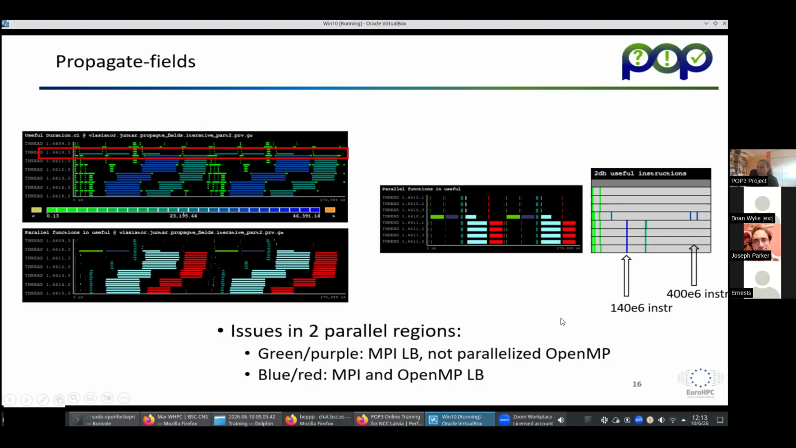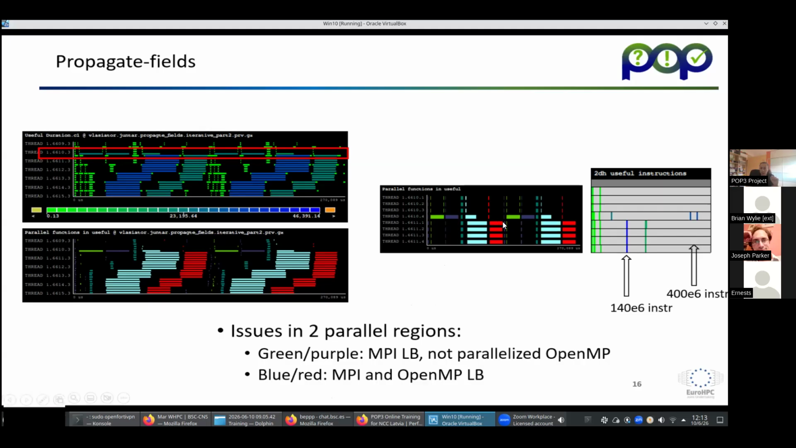So what we see from here is, okay, you have several problems in this code. You have the green and purple regions that have an issue with MPI load balance that comes from the number of instructions, so the work is not well distributed. And on top of that, they are not parallelized with OpenMP. So OpenMP is not helping you alleviate that MPI load imbalance.